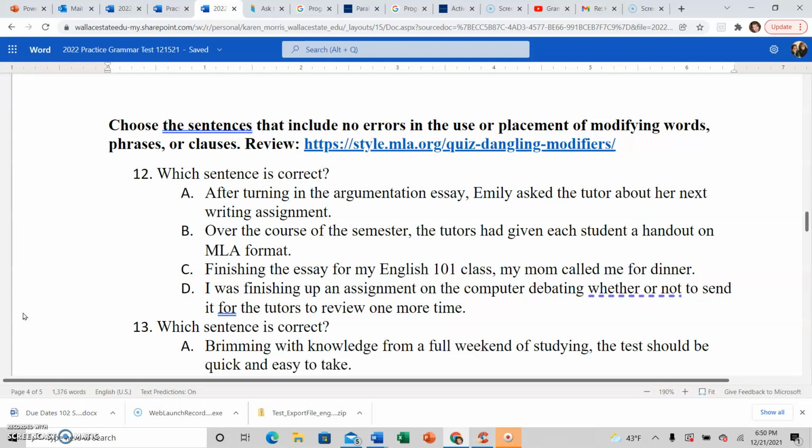So be careful that the things that give more detail or more description clearly relate in the sentence to a specific thing, and it's not ambiguous at all. You don't have to guess which thing the modifier is talking about. Okay, so pause the video, try the first one, and then we will take a look at the answers.